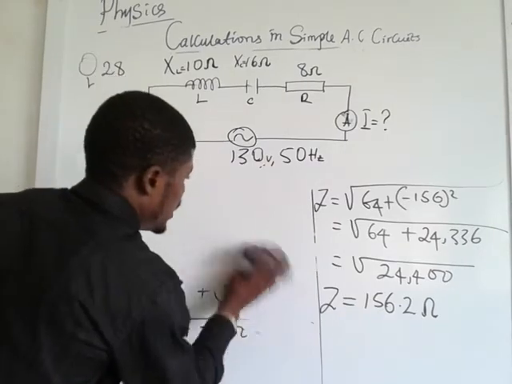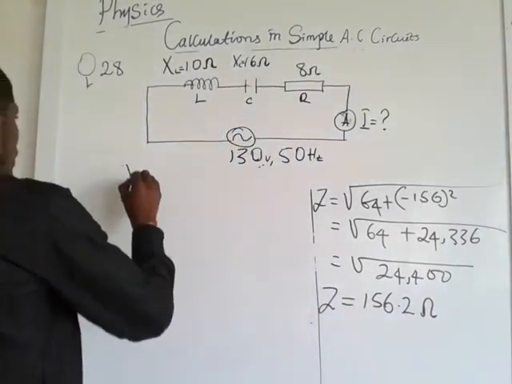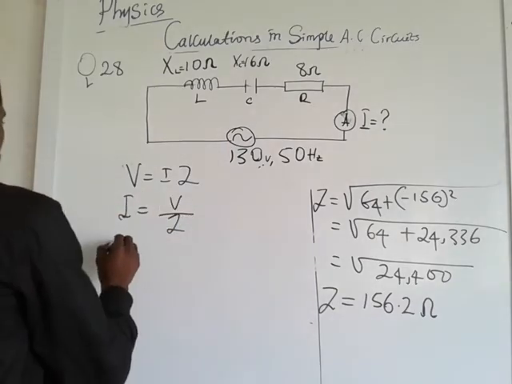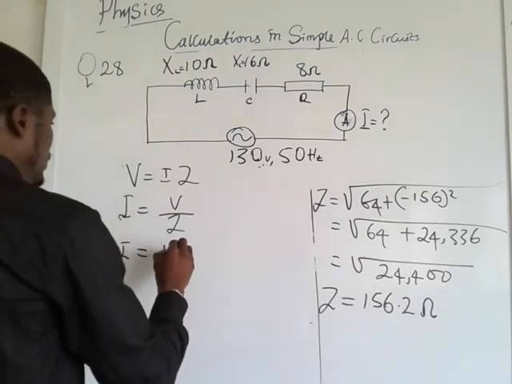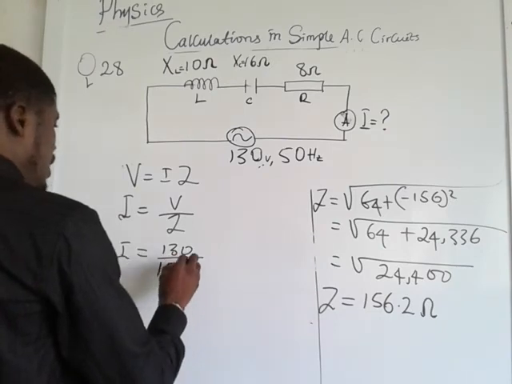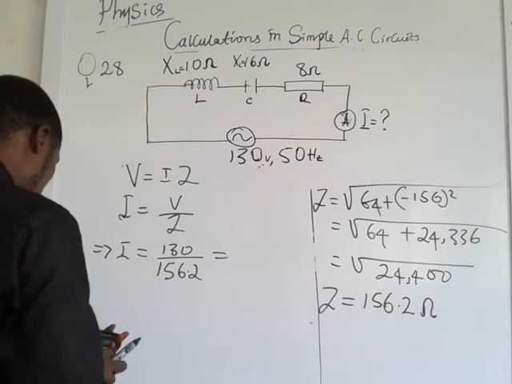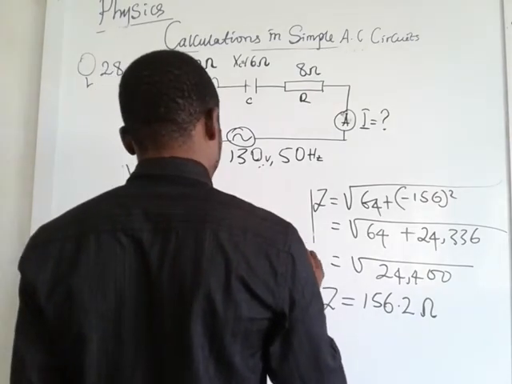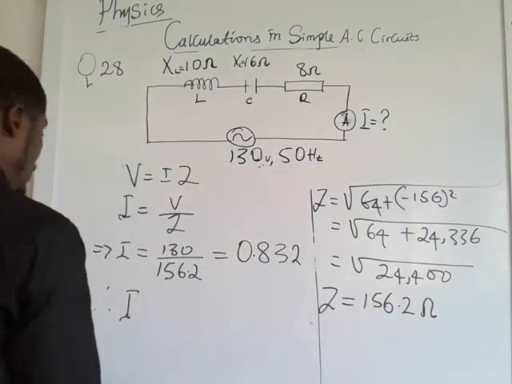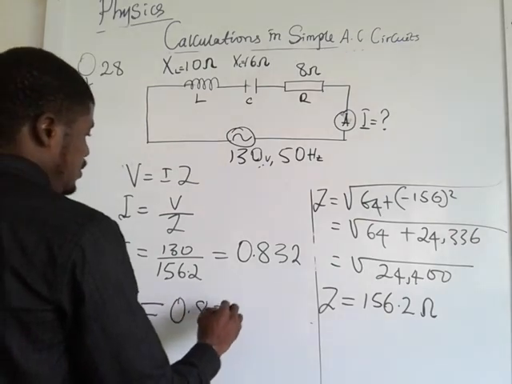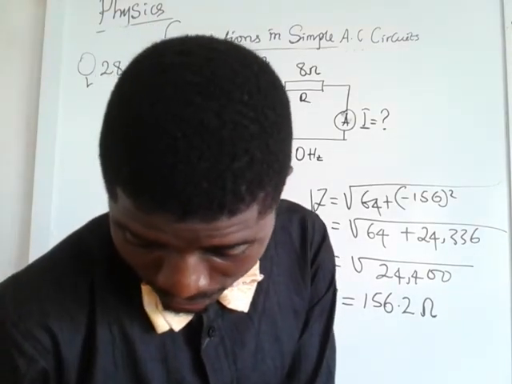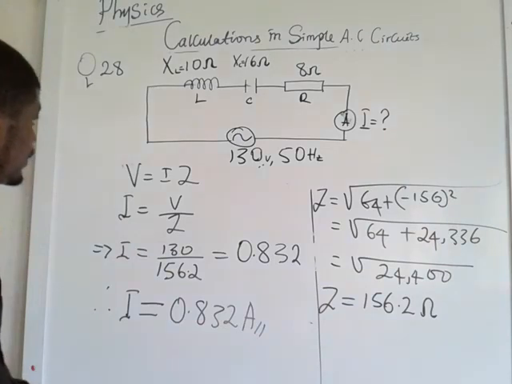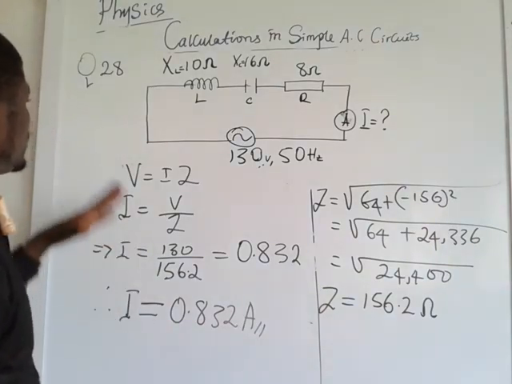So we can go ahead to calculate the current. From V equals IZ, our I is equal to V over Z. If we substitute, I is equal to 130 divided by 156.2. Do that, 130 divided by this, you have 0.832. Therefore, the current that will flow through the entire circuit is 0.832 amp. So let's see if we are correct. Yes, we are correct.